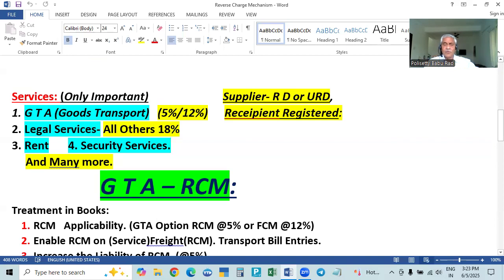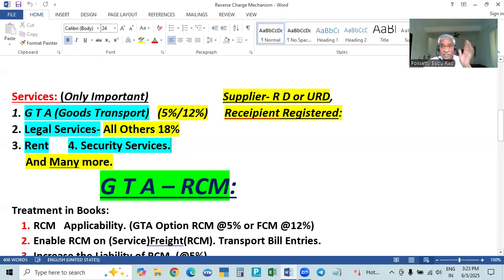And then a few years back, they introduced one option. Not to the purchaser, not the buyer of service, only to the GTA, an option is given. For a registered GTA, RCM is applicable. A non-registered transporter definitely cannot charge any tax. That is why, for an unregistered transporter, definitely RCM will be applicable.